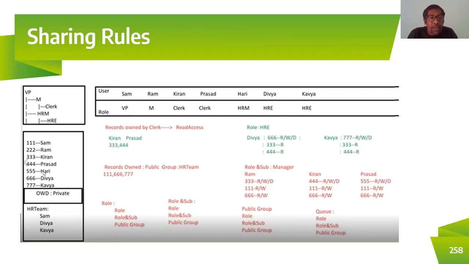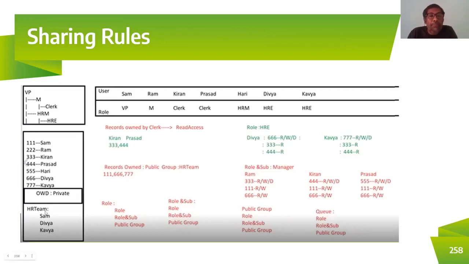Everything is made OWD private. So record 111 is visible only to Sam, not to the others. 222 can be accessed only by Ram. 333 is accessed by Kiran, 444 by Prasad, 555 by Hari, 666 by Divya, and 777 by Kavya, but not by others.